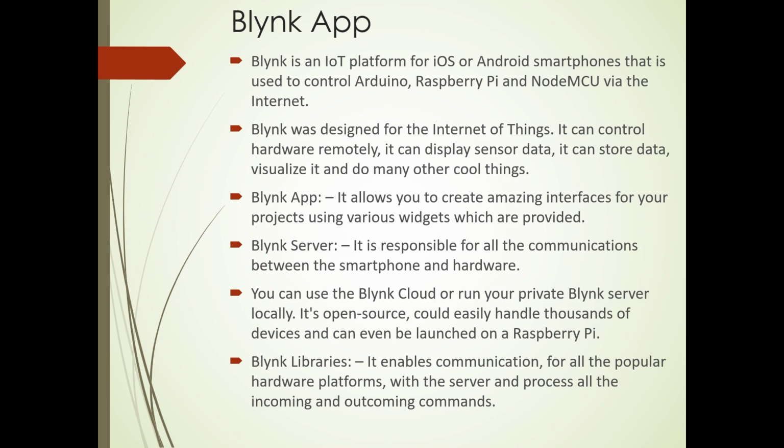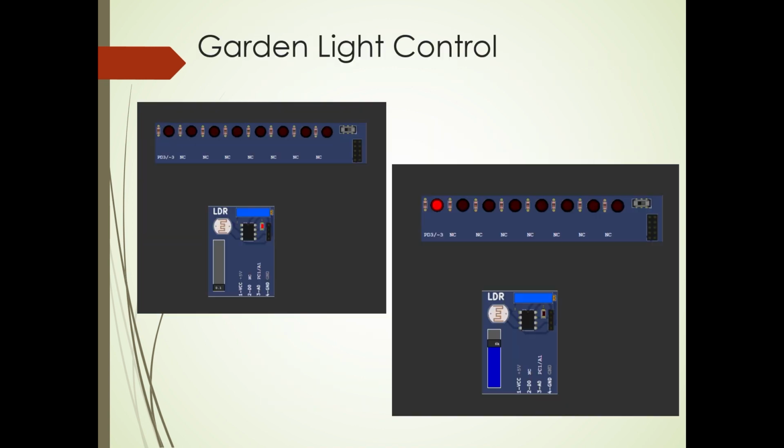So Blynk server is responsible for all the communication between the smartphone and the hardware. Then we can use Blynk Cloud or run our own private Blynk server locally. It's an open source cloud, easily handles thousands of devices and can even be launched on a Raspberry Pi. Then talking about the Blynk libraries, they enable communication for all the popular hardware platforms with the server and process all the incoming and outgoing commands.